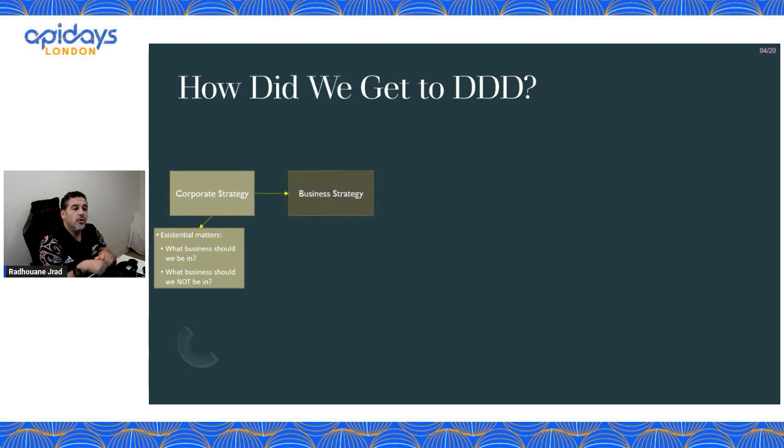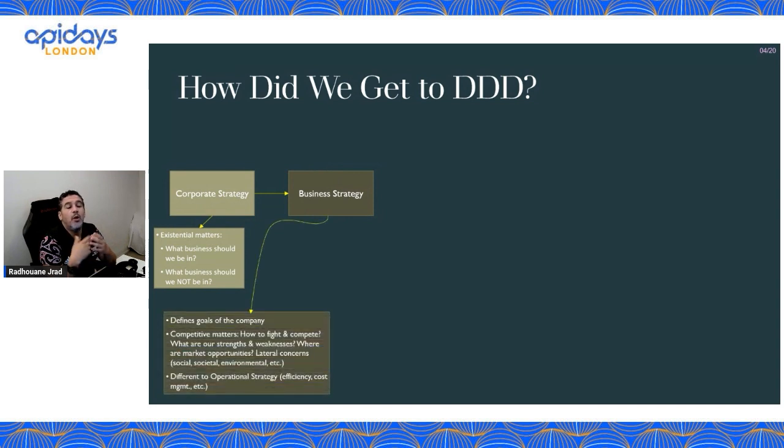From there, you define the business strategy. What is that supposed to mean? What are the goals of the company? How are you going to fight and compete in the market? So there are different aspects of how you strategize for your business to reflect the corporate strategy. From there, you have a business strategy that is clear now. You develop a model around it. How do you do this?